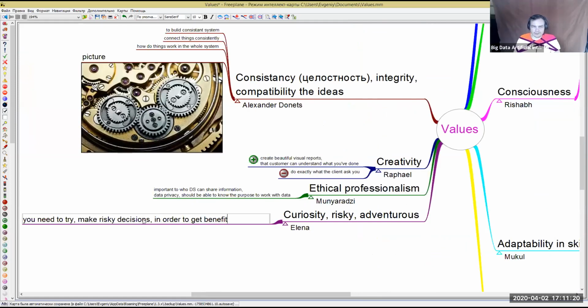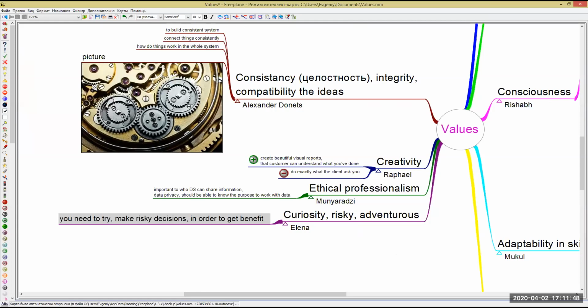Actually, risky. Yeah, it's not. You're not supposed to take risky decisions if no benefit. If you do not see any benefit. It's actually somehow connected, benefit and risk. Yeah. Okay, some picture for curiosity. I find it.